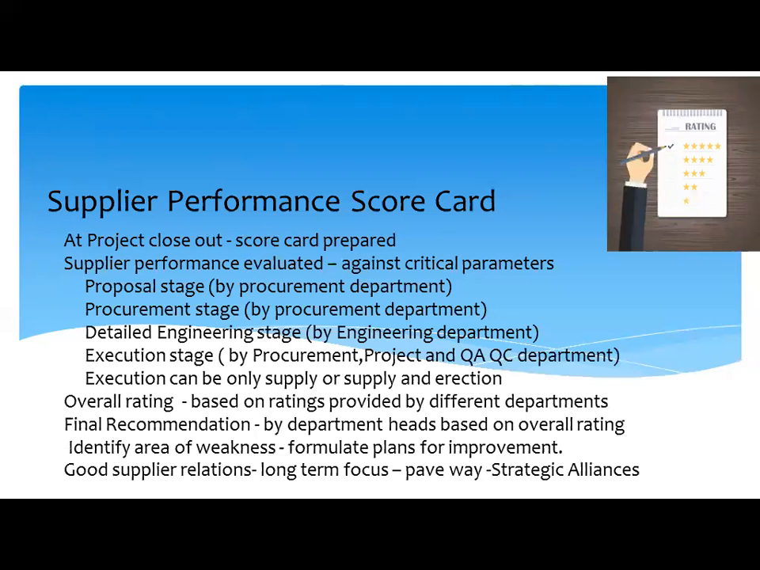Evaluation is done in an objective manner by various departments like supply chain, quality control, engineering, and project department. Based on the sum of ratings provided by each department against different parameters, a total score is obtained. And final recommendation is signed off by department heads of all the departments. This is an important document that needs to be archived and referred to while tendering for new jobs.